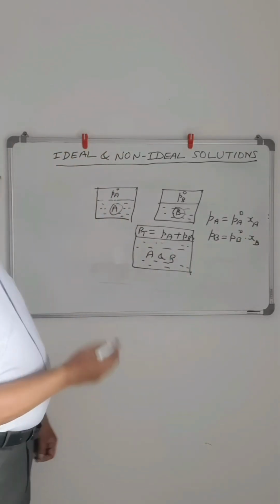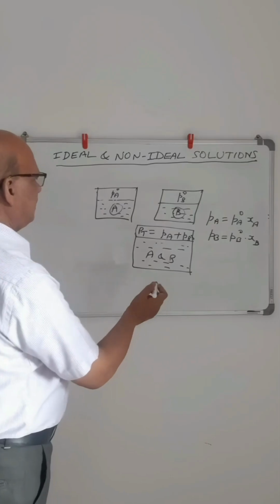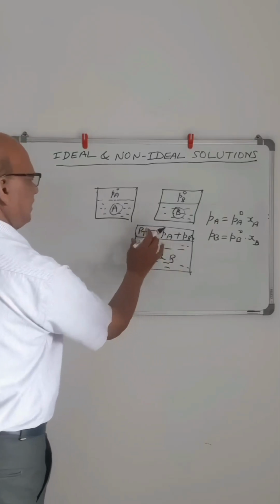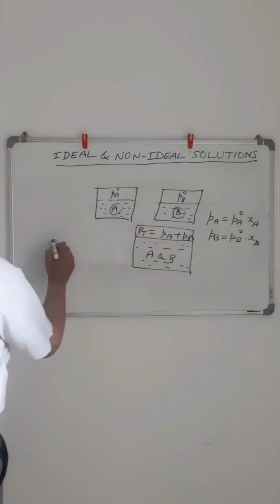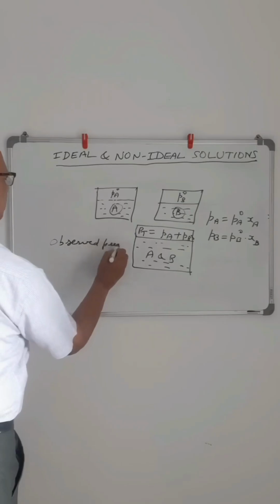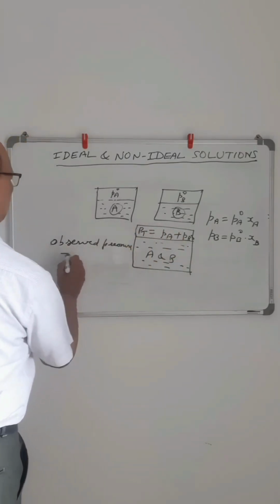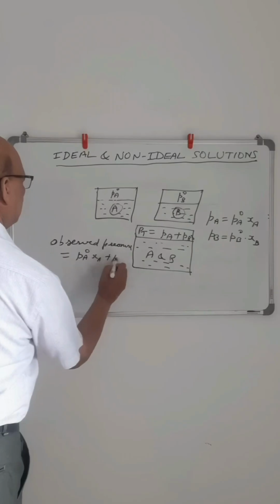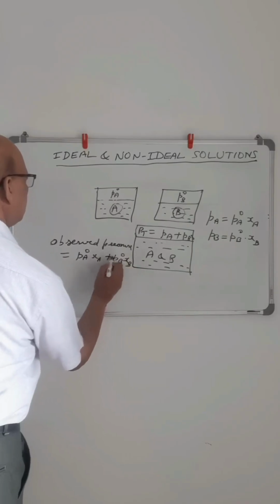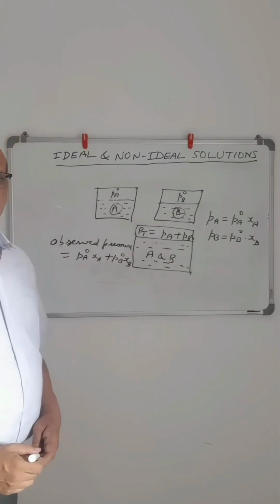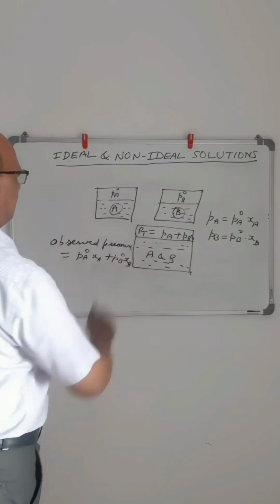अब ये अगर solution ideal है तो it will follow the Raoult's law. That means अगर हम इस solution का pressure measure करें, then observed pressure जो होगा हमारा, that will be equal to PA0 XA plus PB0 XB. अगर मान लो इसका प्रेशर मैनोमीटर से मेजर करें तो जो प्रेशर आएगा, if it is equal to PA0 XA plus PB0 XB, then we will say that this solution is ideal solution. So that means it is following the Raoult's law.